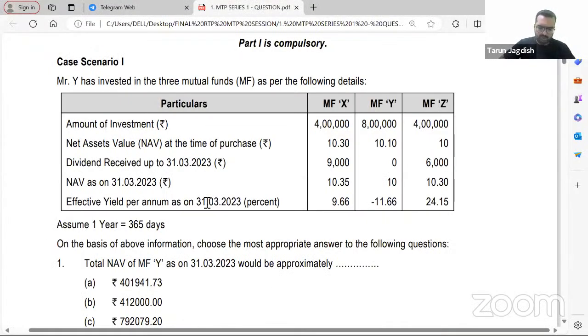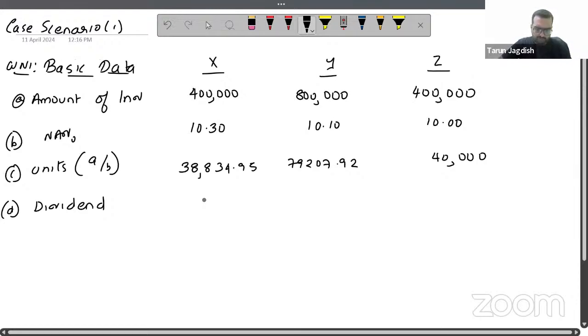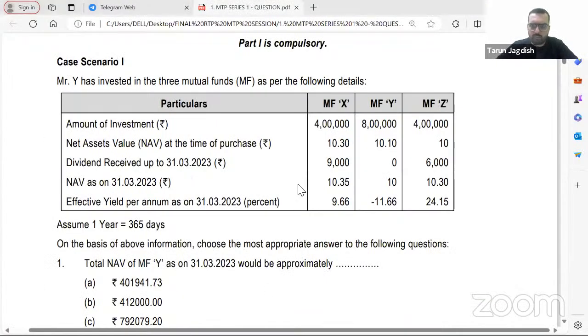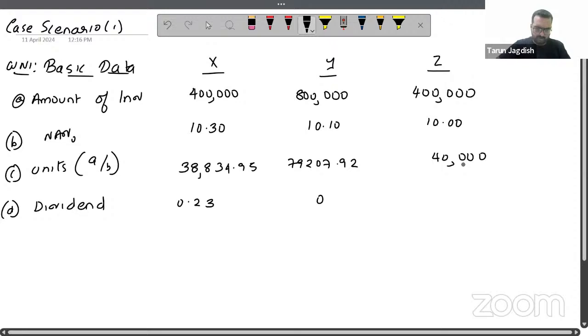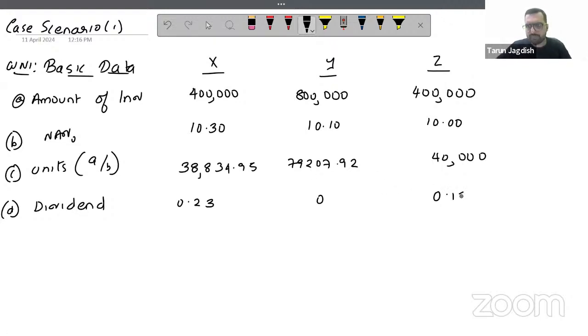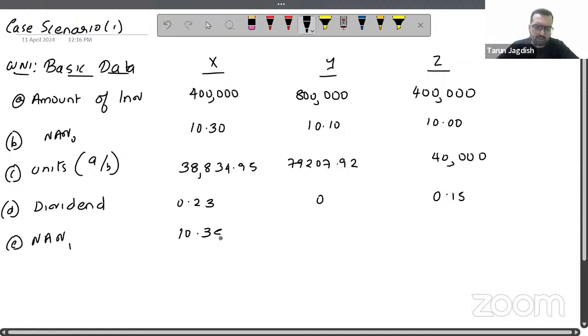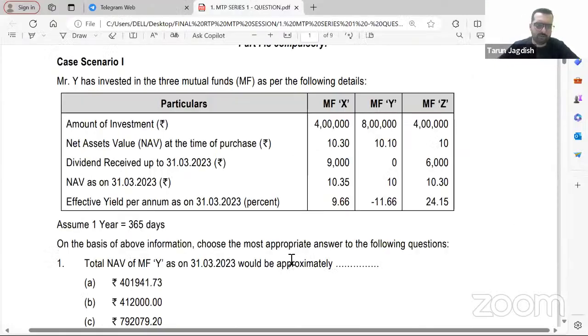Now over here, they have given you the total dividend. From this, I can find out the dividend per unit. So 9,000 divided by 38,834.95 gives a dividend of 0.23. Second one, the dividend amount is 0, so I don't have to worry. Third one is 6,000 divided by 40,000, you'll get 0.15 rupees, correct? Now they have also given NAV1. That is 10.35, then you have 10, and the last one is 10.30. From this, they have told the effective yield per annum is given.